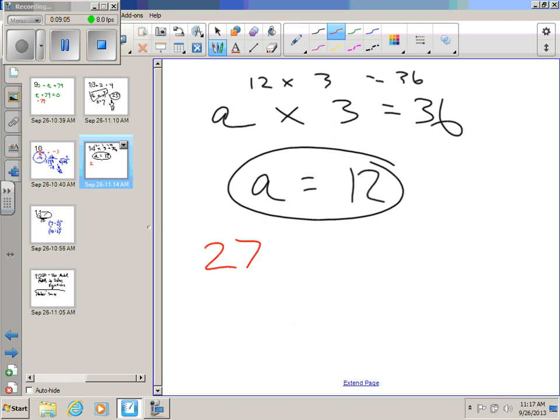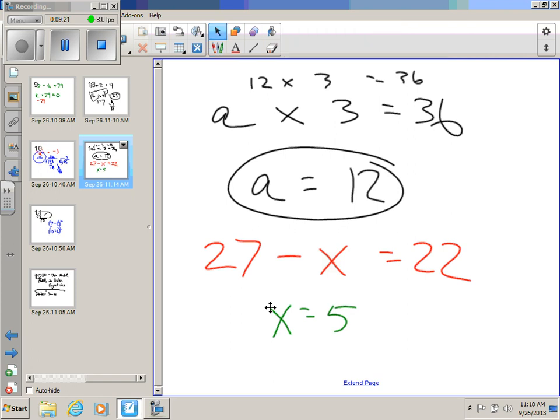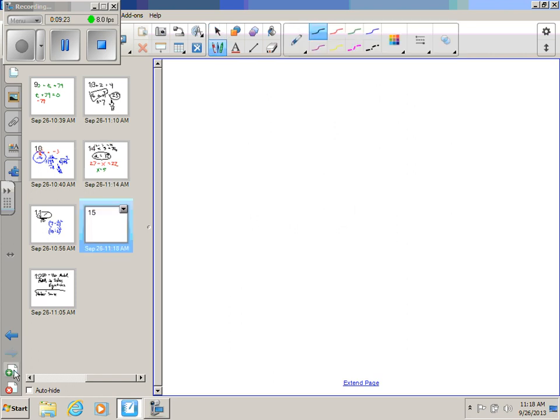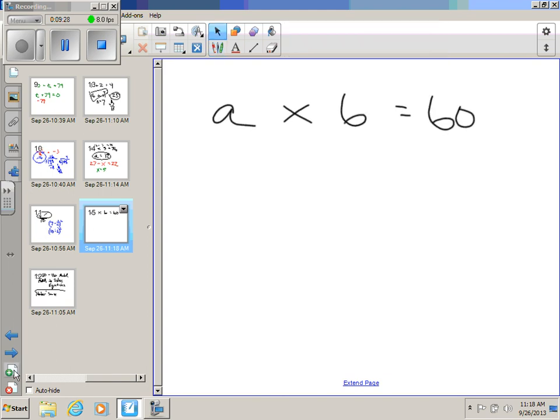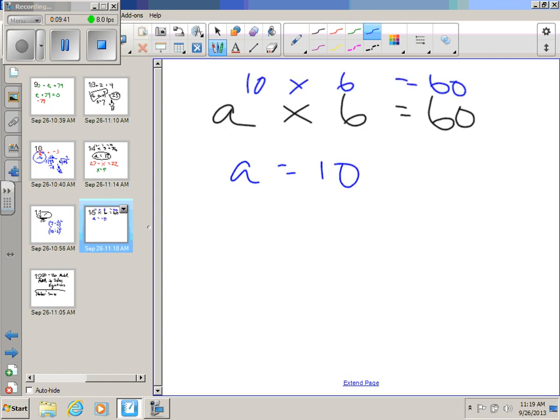27 minus x equals 22. 27 minus what equals 22? Yes, so x equals 5. Very good. A times 6 equals 60. What times 6 equals 60? Double check. 10 times 6 is 60.